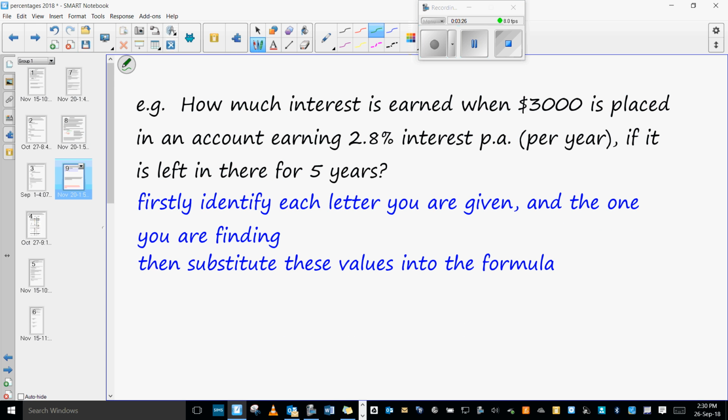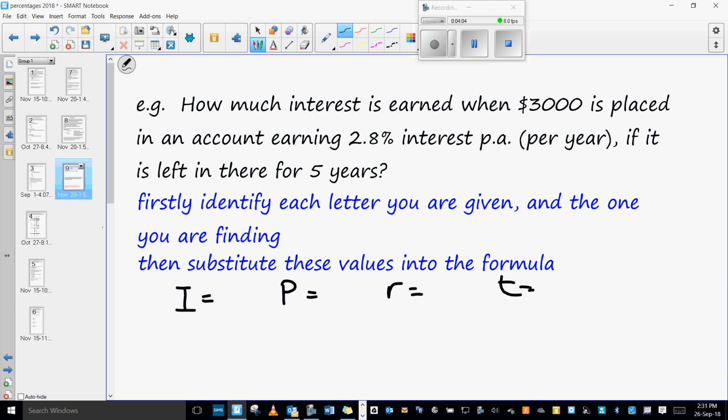So, how much interest is earned when $3,000 is placed in an account earning 2.8% interest PA? When it has PA, it represents per annum, which means each year. If it's left in there for 5 years. So, we have to establish what we've been given. So the letters on the formula were I, P, R, and T. Okay, so they were the 4 letters that we have in the formula.